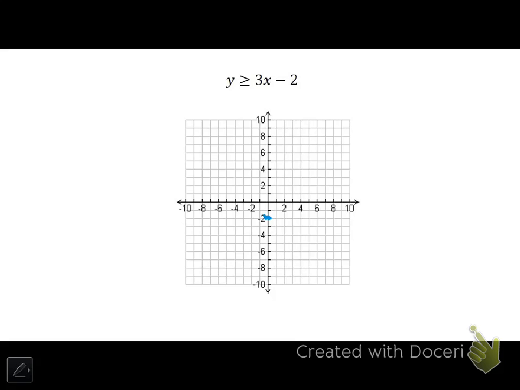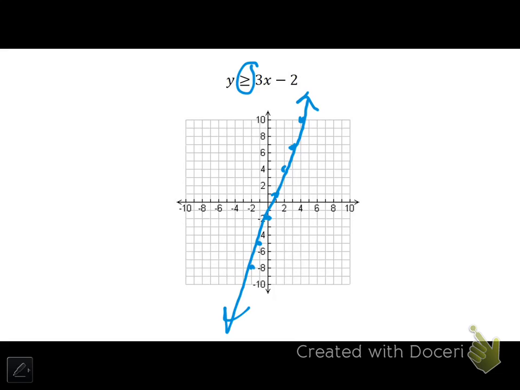Okay, start at negative 2. Now we're going to go up 3 to the right 1, or down 3 to the left 1. Up 3 to the right 1, up 3 to the right 1. Okay, it's going to be a solid line because of the line underneath it.